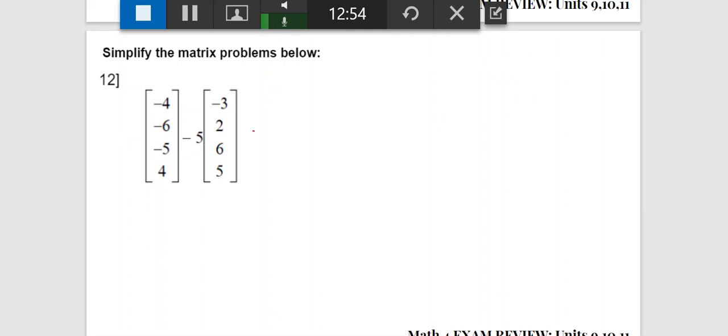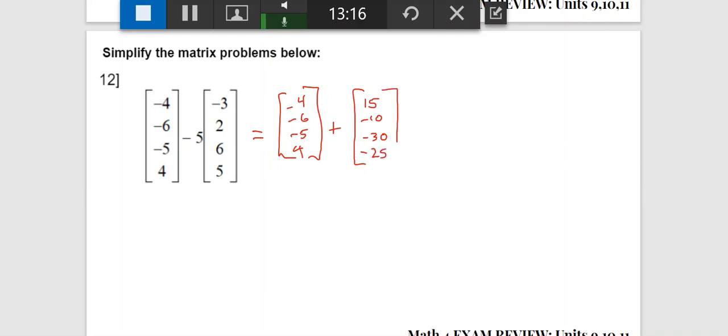So you would definitely, first of all, distribute the 5. I'm going to distribute the negative with the 5. So that's going to give me a positive 15, a negative 10, a negative 30, and a negative 25. And that way I can add these and not have to worry about signs. So negative 4 plus 15, negative 6 plus negative 10, negative 5 plus negative 30, 4 plus negative 25. And that is going to be what that looks like.